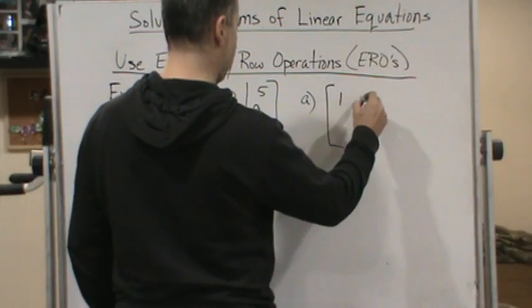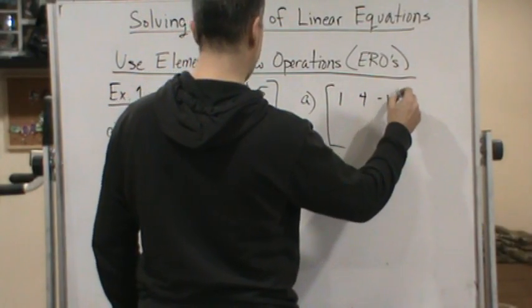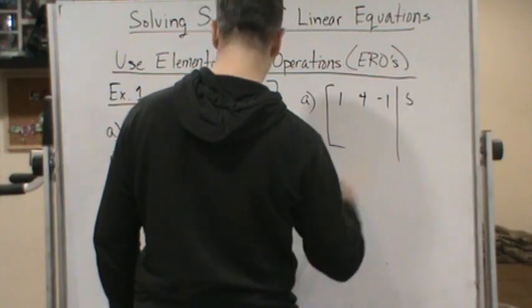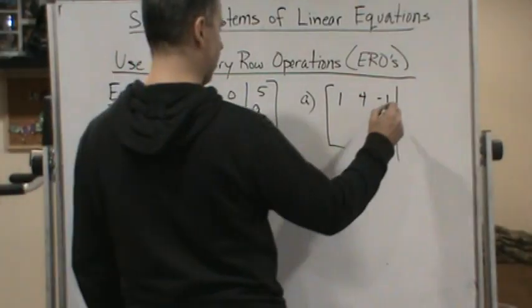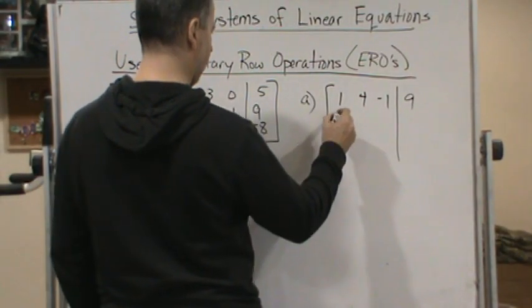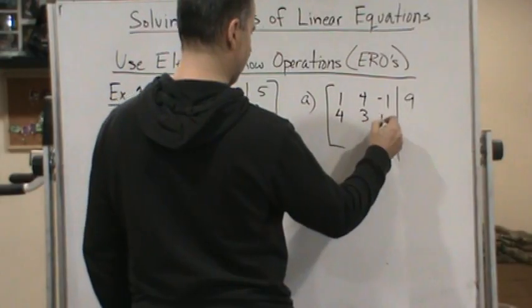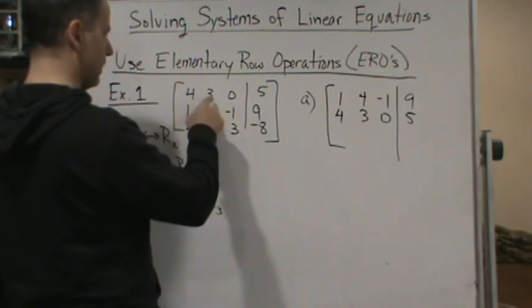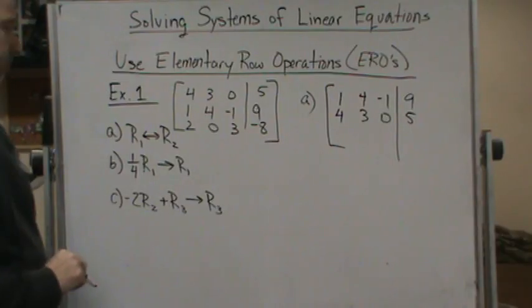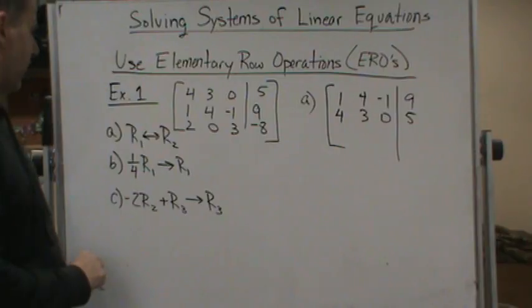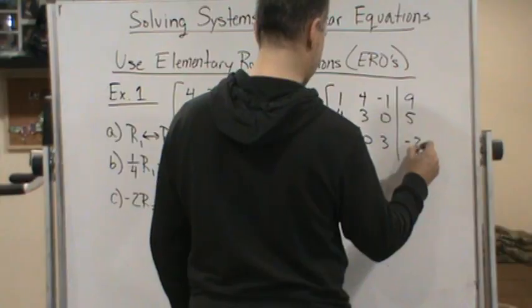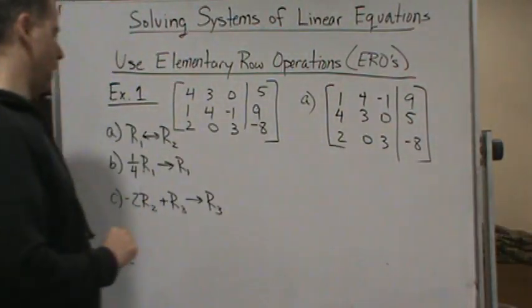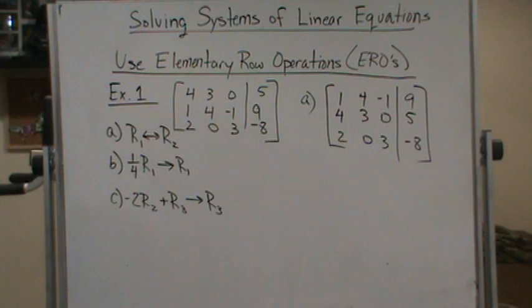So it's going to be 1, 4, negative 1, 9, and then 4, 3, 0, 5. So all we did was take row 1 and row 2 and switch them, swap them. Okay, whatever term you want to use. And then of course row 3 is left alone. And so this would be the result of that transformation or that elementary row operation.